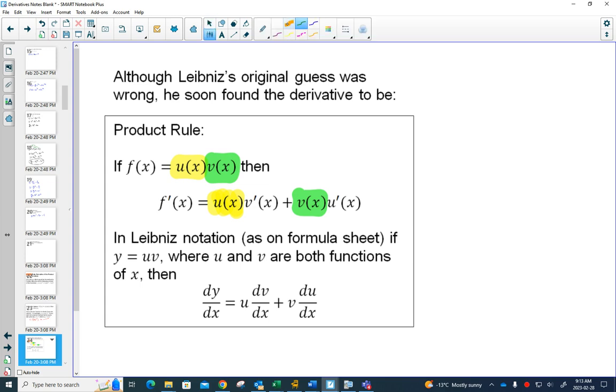Two different notations. So this is using function notation. If I do the same color coding and I didn't write things as functions, so I have u times v, I keep the first one the same, and then dv dx would be the derivative of the second one, and then I keep the second one the same, and multiply by the derivative of the first one. So what we have to be able to do is recognize when there's a product.